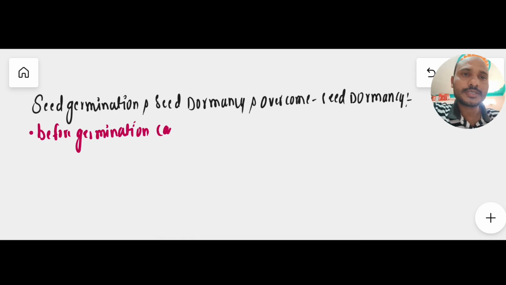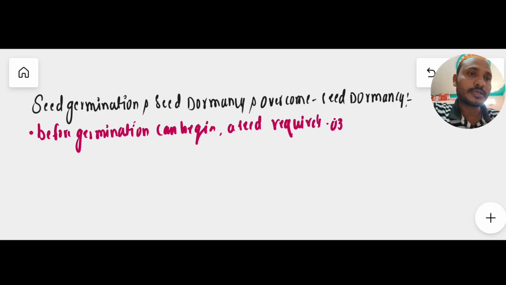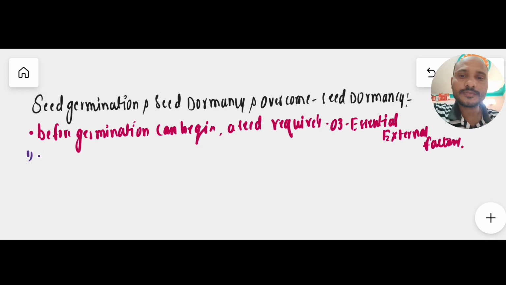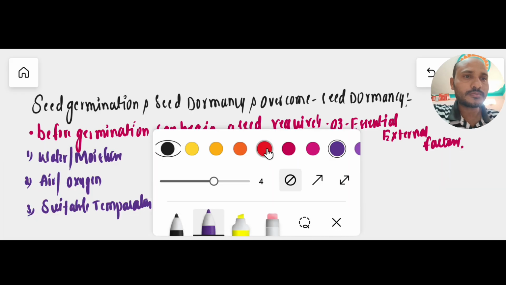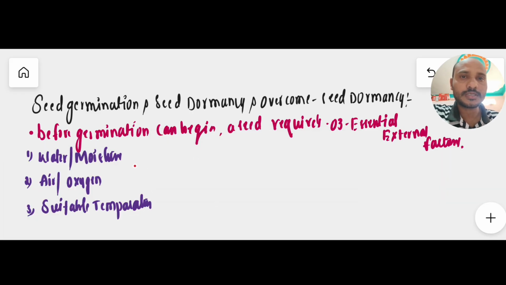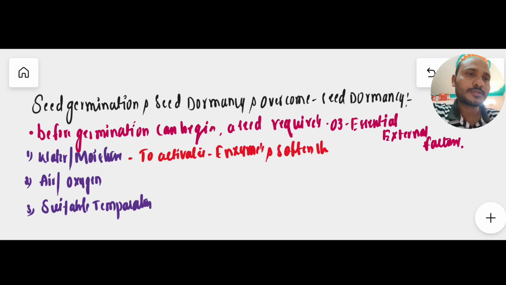Before germination can begin, the seed requires three essential external factors. They are: first, water or moisture; second, oxygen; and the third one, suitable temperature. So these three factors are essential for seed germination. Water or moisture is required for the seed to activate enzymes, and it also softens the seed coat.